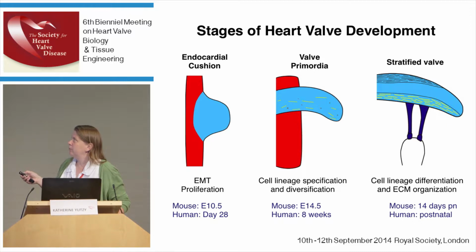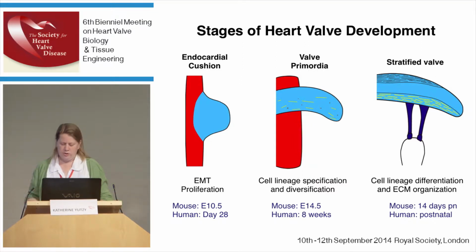components stratify after birth in a pretty poorly understood process, I think, into an elastin-rich layer, a spongiosa, proteoglycan-rich layer in the middle, and a collagen-rich layer on the side away from the flow. And so these cells undergo changes over time, and also they undergo diversification in terms of the extracellular matrix that they make.